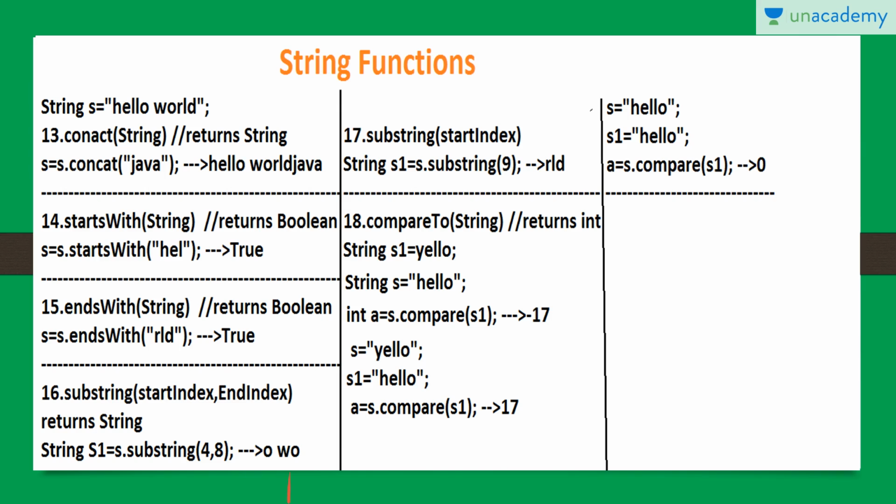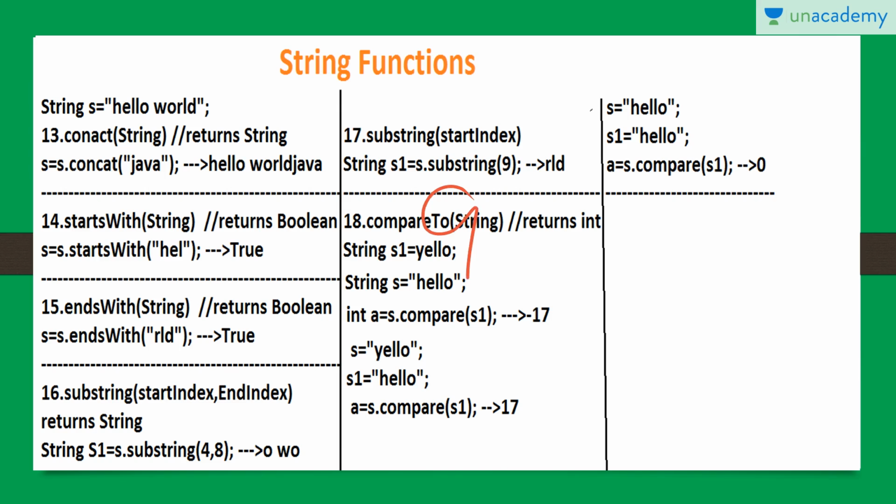Okay, as you can see here. Now there is also an overloaded function of this substring. Here we have to pass a starting index. If we pass the starting index, then it will print the substring from the starting index till the length of the string. Let us see how. Here I am passing 9.